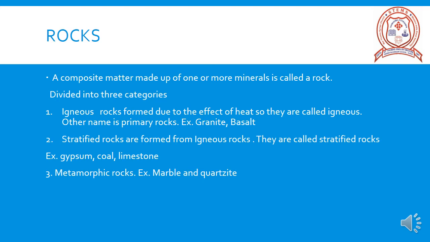These are the three types of rocks. Igneous rocks are formed due to the effect of the heat. Second, stratified rocks are formed from igneous rocks. Metamorphic rocks are formed from the igneous and sedimentary rocks. These are the three types of rocks formed on the surface of the earth.